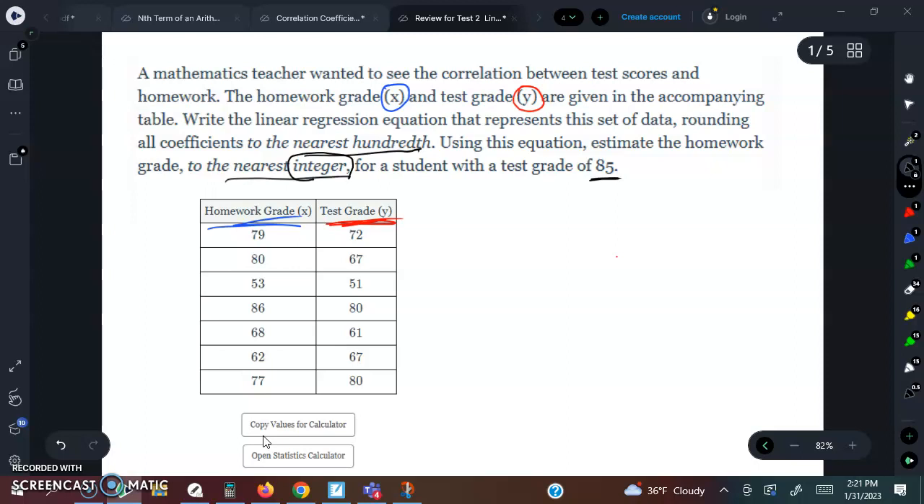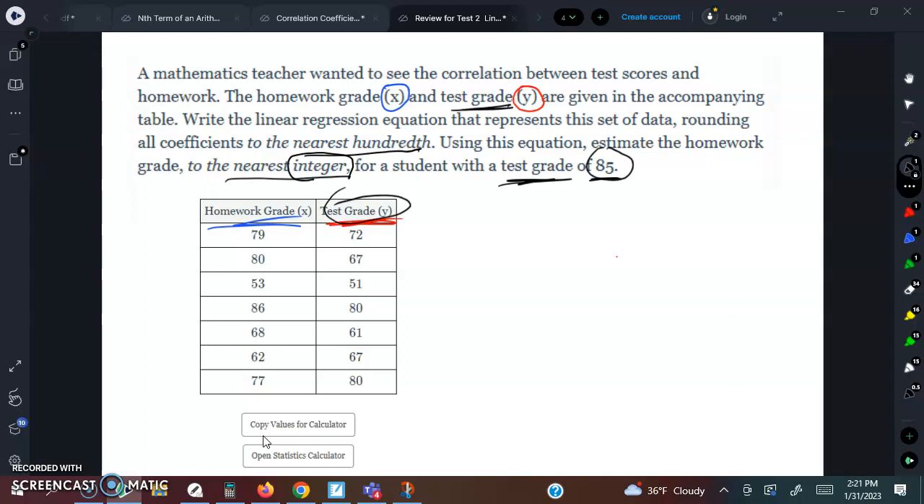Alright, so what did they give us? They gave us the test grade, and the test grade is Y. So they give us Y. So keep that in mind. We'll come back to that in a second. But there's two types of problems. There's one where they give you the y and want you to find the x, or they give you the x and want you to find the y. Okay, this is one where they give you the y, want you to find the x.